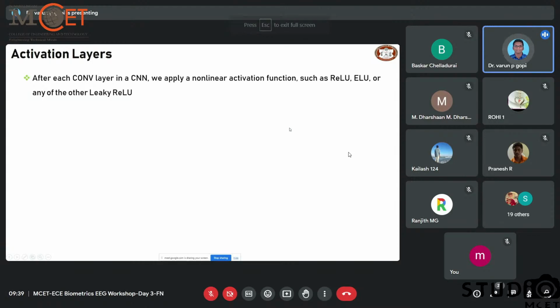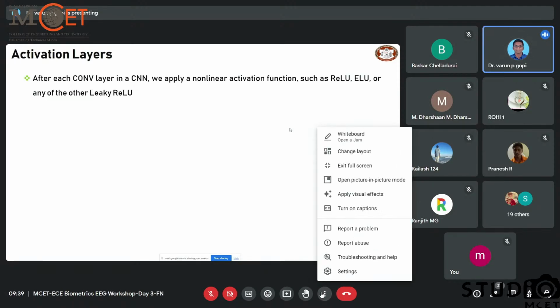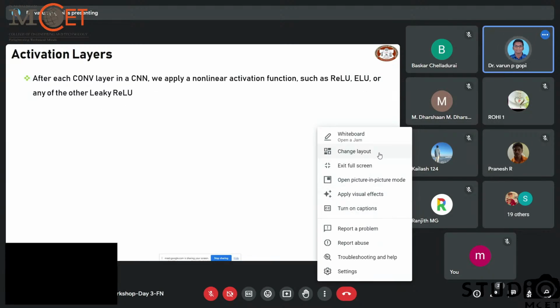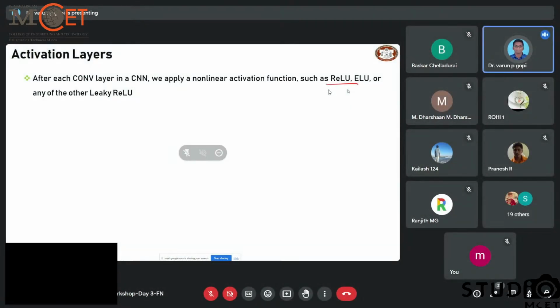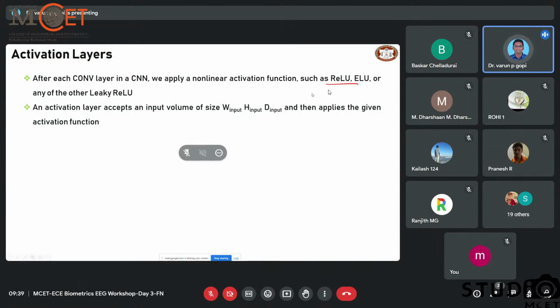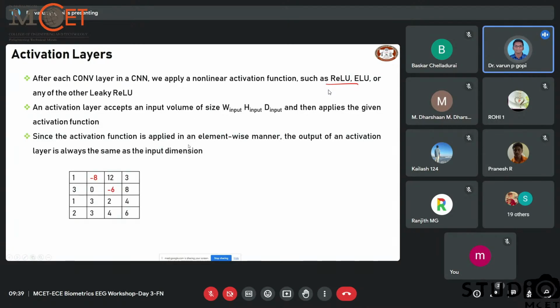In a deep neural network or normal perceptron, we have seen that after the summing operation, we apply a nonlinear activation function to activate, right? Same case here also. After the convolution operation, we have to activate the layers using an activation function, and here we are using ReLU, that is rectified linear unit, or ELU or leaky ReLU for the applications. Generally we go with the ReLU, and the activation layer accepts an input volume of the same size and provides an output volume of the same size.